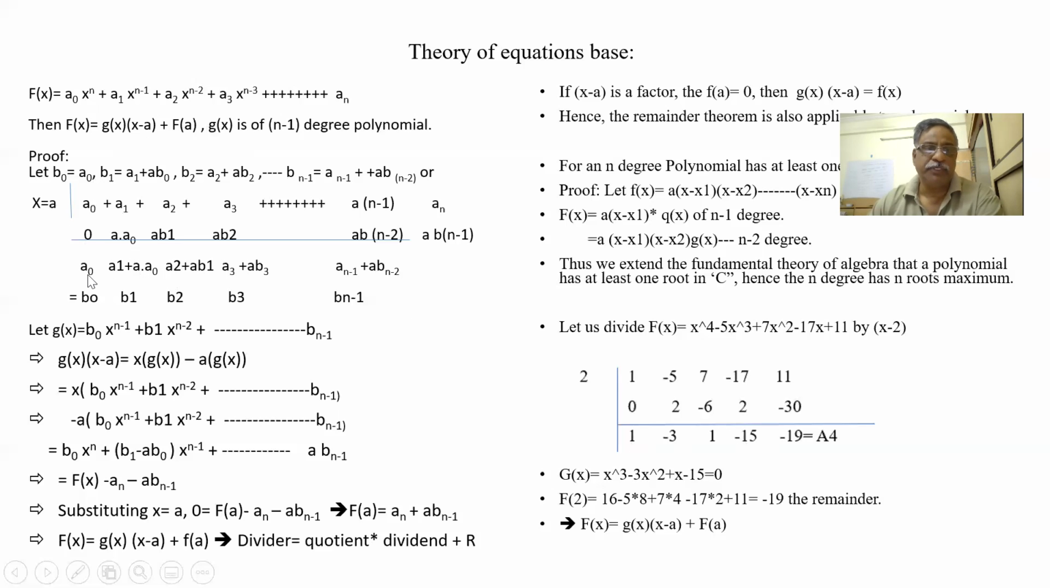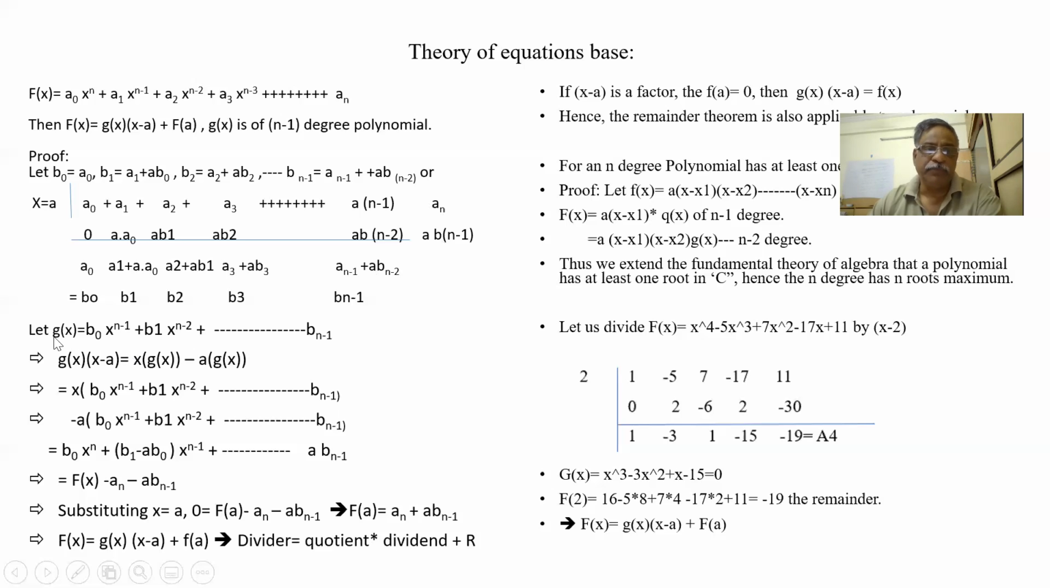First is a0. a0 into a is a into a0. a1 plus a into a0, let us call this b1. So this is a into b1. a2 plus a b1. Similarly, a3 plus a b2. Like that, an minus 1 plus a b n minus 2. So the last term left out is an plus a b n minus 1.